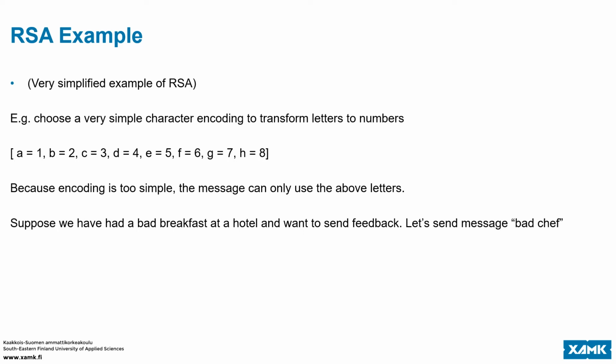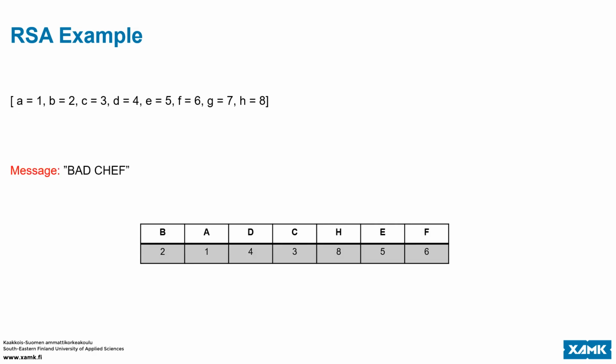So let's suppose we've stayed at a hotel and we want to send the hotel feedback, but our messages would be encrypted. So let's send a message with some feedback regarding the breakfast in the hotel. So let's say our message is going to be "bad chef". Using this encoding scheme, we can quickly figure out what the corresponding numeric values for the letters are. So B becomes a 2, A becomes a 1, D becomes a 4, and so on and so on.